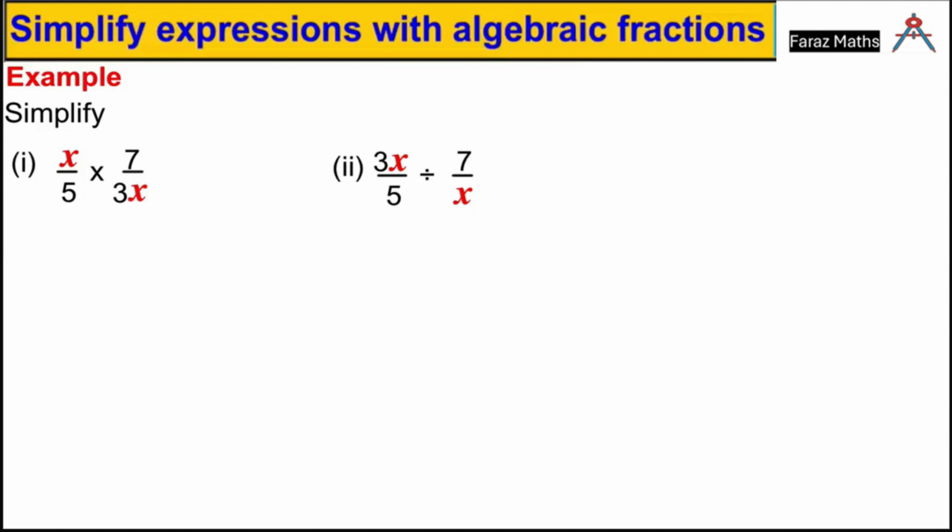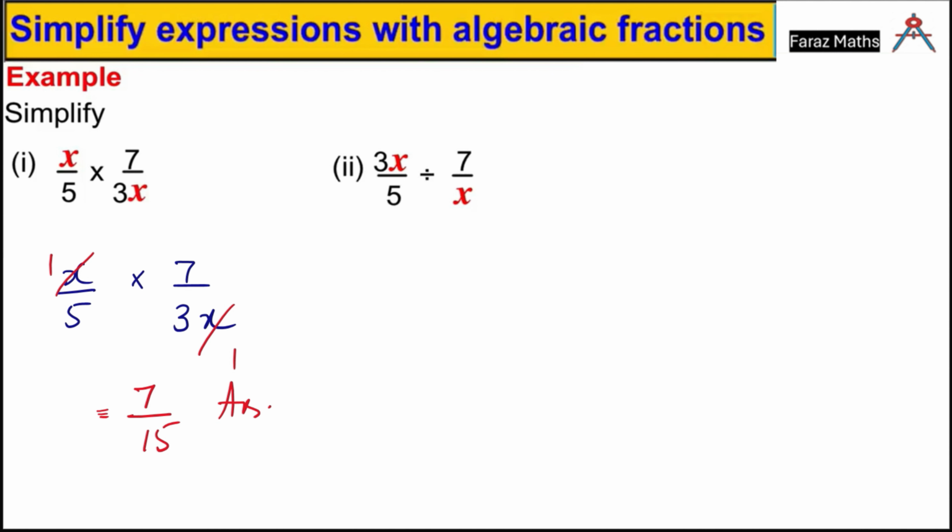So x over 5 times 7 over 3x. Now you don't have to take the LCM or make the denominators the same, because there is a multiply sign. So you just have to simplify. Let me rewrite it: x over 5 times 7 over 3x. I can cancel x by x, because the same things in the numerator and denominator cancel with each other. So 1 times 7 is 7, 5 times 3 is 15, so 7 over 15 is the answer.